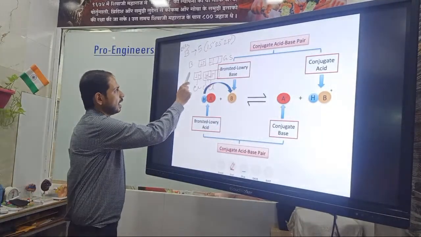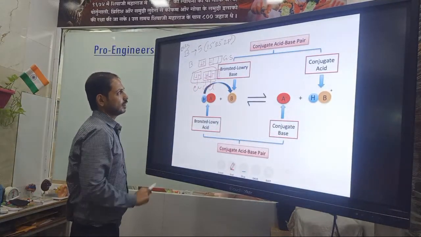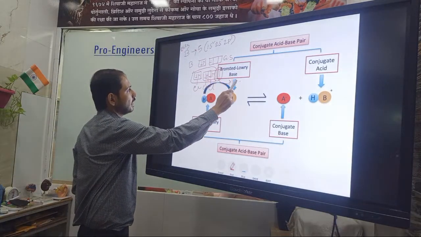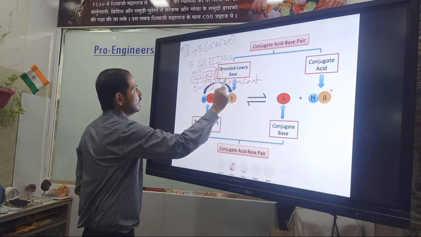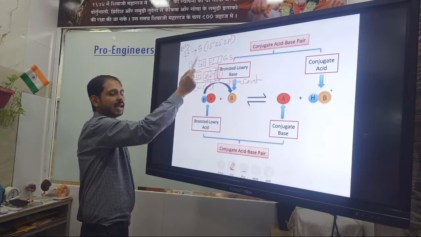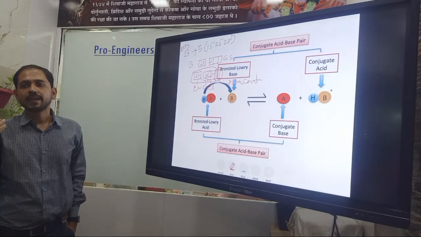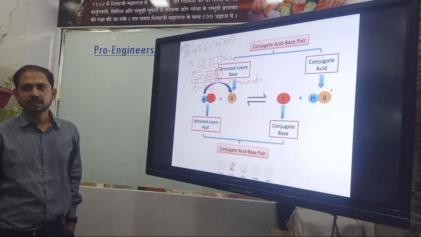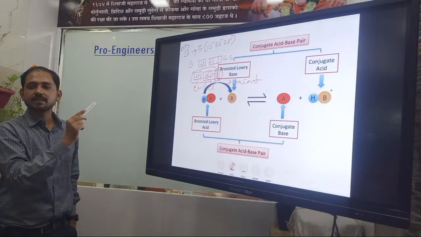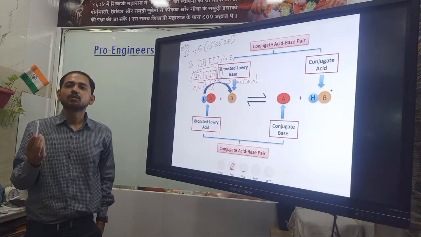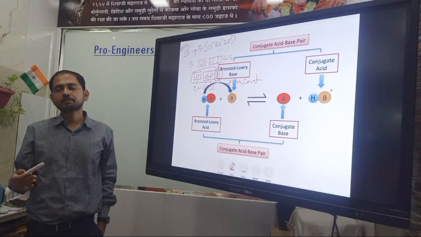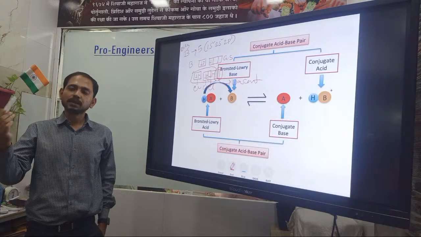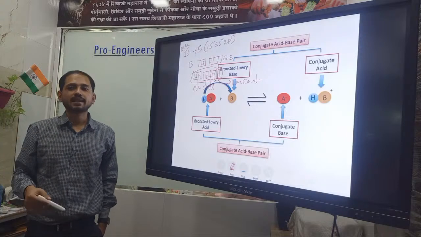How many electrons are there? 6 electrons, and one vacant orbital is there. To fulfill its octet, this vacant orbital can accept a lone pair from any electron-donating species, ammonia or any other species which can donate electrons. That is the reason why BCl3 acts as a Lewis acid. Boron and aluminium are in the same group, so aluminium also has a vacant d orbital. That's why AlCl3 can also accept the lone pair.